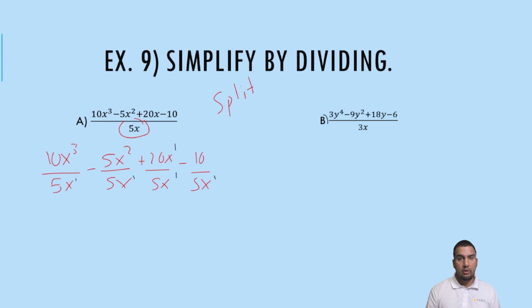Now, what I'm going to do next is combine them. So 10 divided by 5, remember, when you see a fraction, write a fraction. So I'm going to draw a fraction. 10 divided by 5 is 2. And then x cubed over x. What do we do when we divide bases?